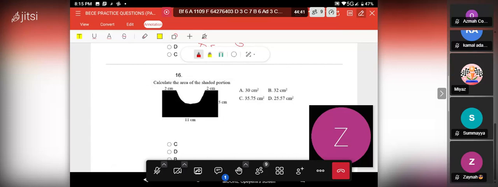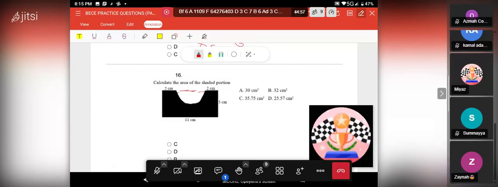I am going to do something like this, meaning that I am trying to join this together. It has become a rectangle. So all I need to do now is to find the area of the complete rectangle, which is going to be what?